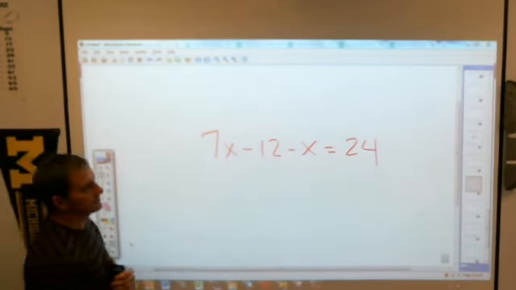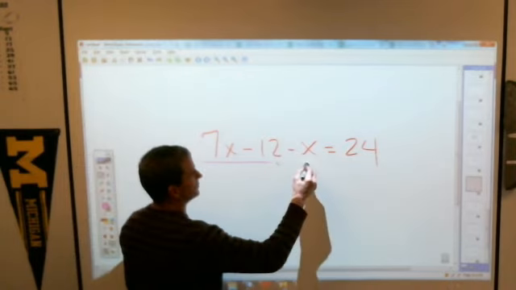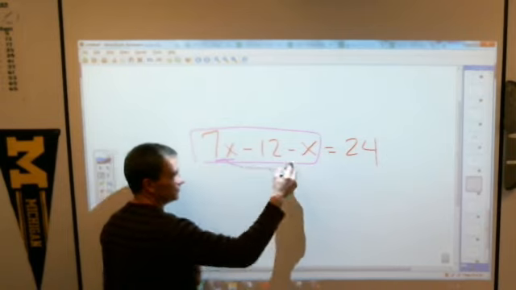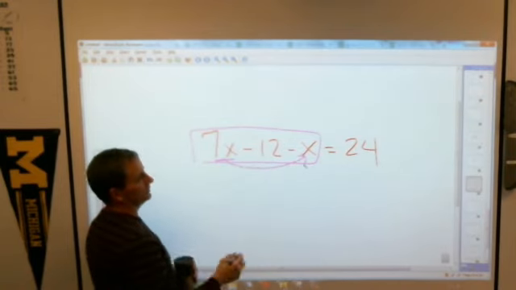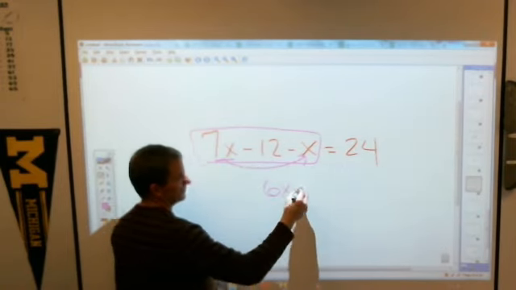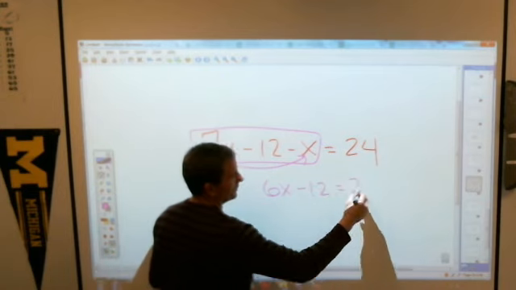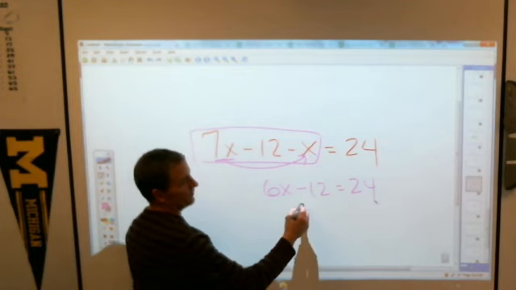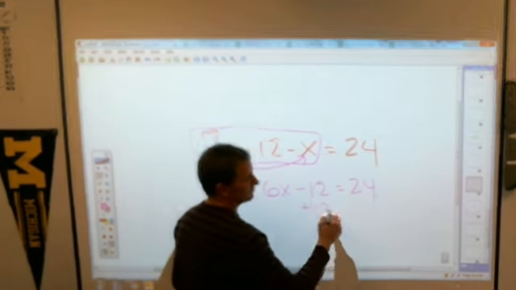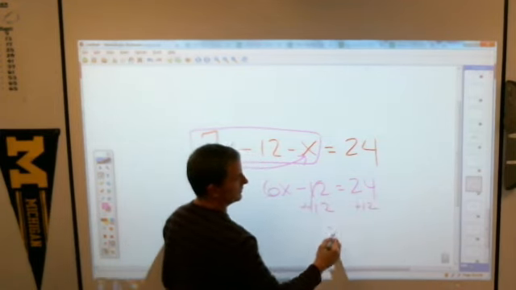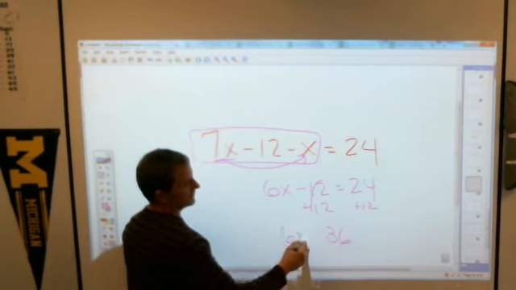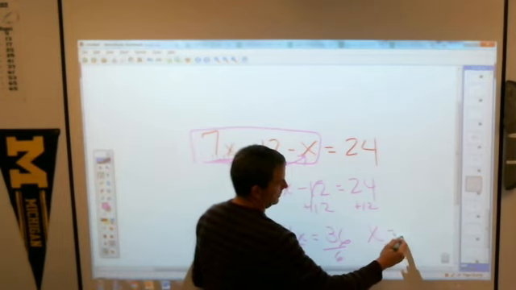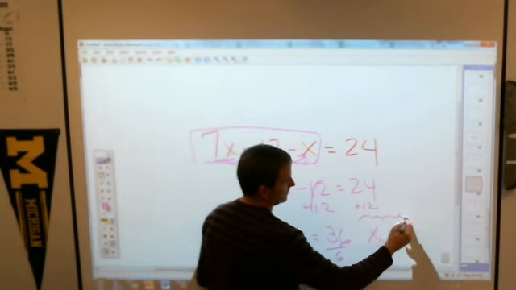Mostly. Let's look here. First thing you have to do is combine what you can on this side. If you have 7 x's and you subtract an x from it, you're left with 6 x's. You still have the minus 12. You still have the 24. Get rid of a minus 12, you add 12. Add 12, you end up with a 36. And if 6x equals 36, x then equals 6.